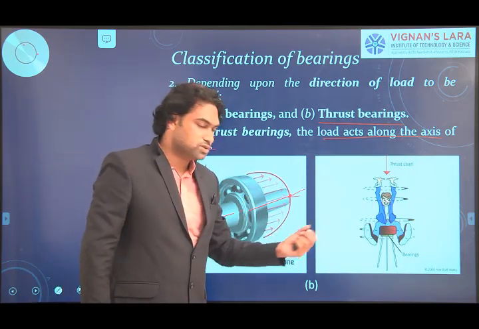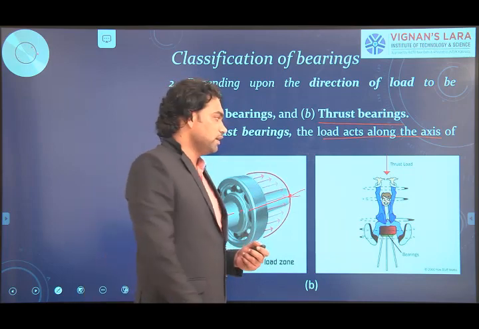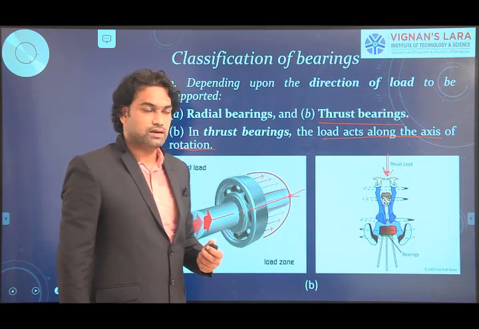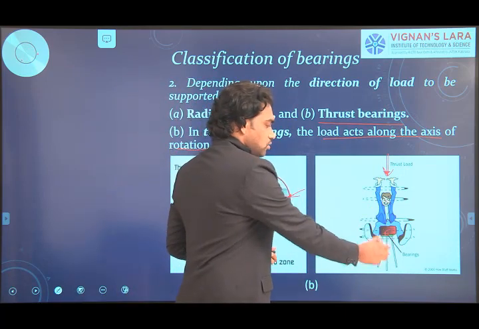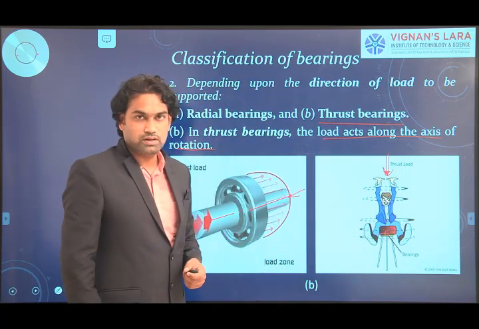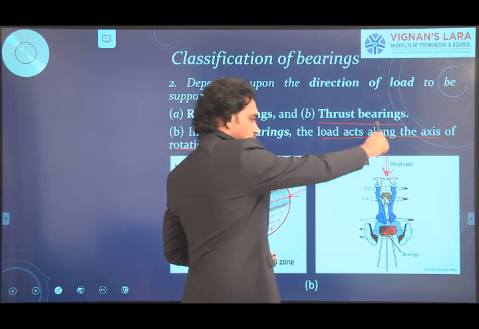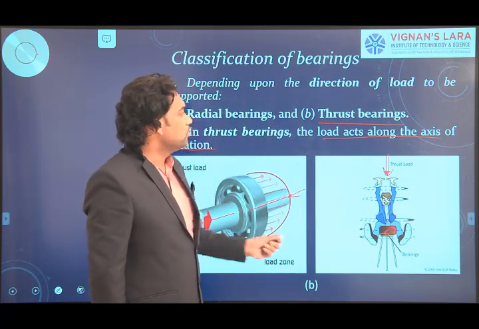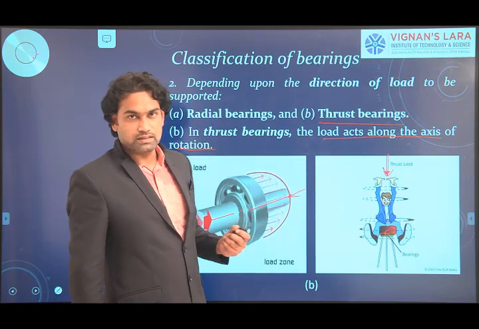There is a simple stool, a rotating stool. The total weight of the person is taken by the bearing placed underneath this rotating stool member. So clear, the load is acting along the axis of the shaft, the total load. Clear? So this is based upon the type of load it can support.